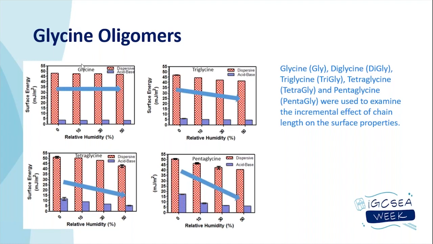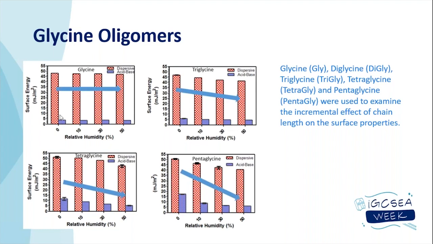And we can see here for the glycine, as we go from 0 to 50% relative humidity, basically no change. Water does not interact very strongly with this material, and we see almost no measurable change in the surface energy of that material. However, as we increase the chain length of the glycine, we can see that moisture has a stronger and stronger effect on the surface energy.